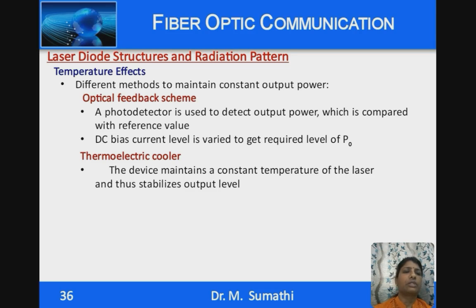The different methods to adjust and maintain a constant output of a laser in spite of variation in temperature and aging are the optical feedback scheme and the thermoelectric cooler. These are two of the methods. In the optical feedback scheme, feedback of the output optical power is taken using a photo detector, which is compared with the reference value, and then the DC bias current value is varied to get a constant output power. In the thermoelectric cooler method, the constant temperature of the laser is maintained, which stabilizes the output level.